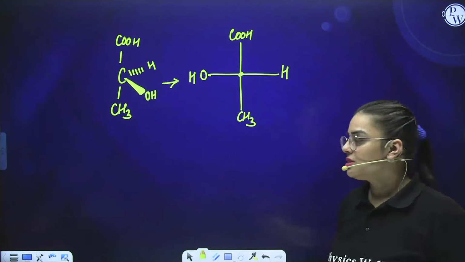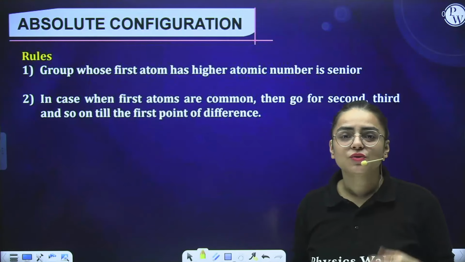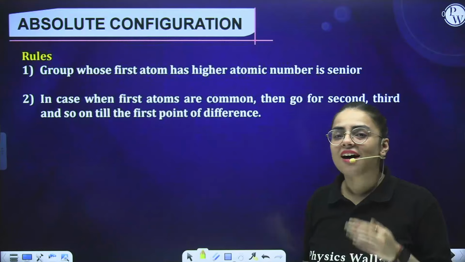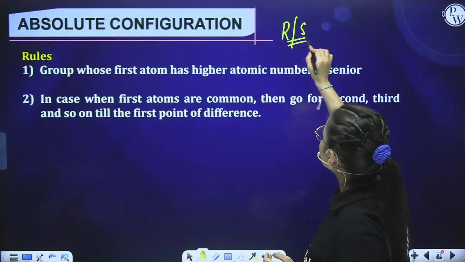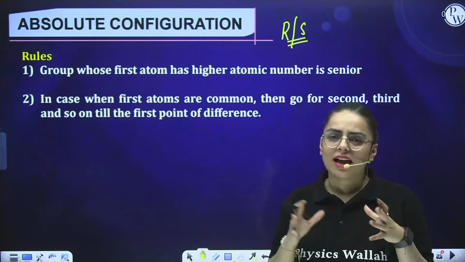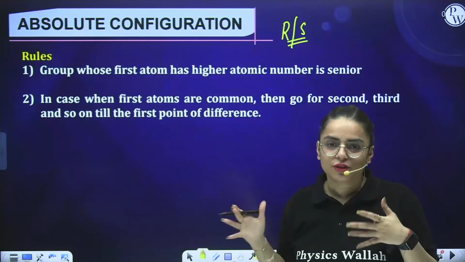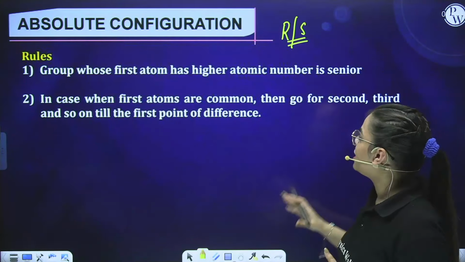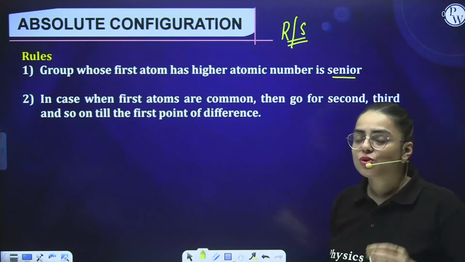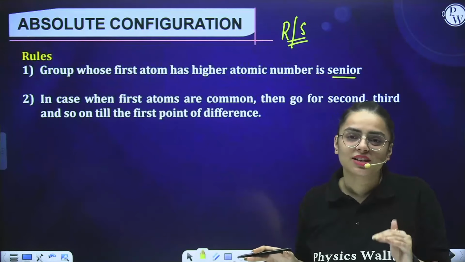Now comes, students, the next thing, that is absolute configuration, which is referred to as RS configuration. As we did EZ nomenclature, similarly we have RS configuration. Rules are quite the same, but it is quite different from the previous case. Here, what are the rules? The group whose first atom has higher atomic number is senior. Here also, the one with higher atomic number is preferred as a senior group, and the one with lower atomic number is preferred as a junior group.